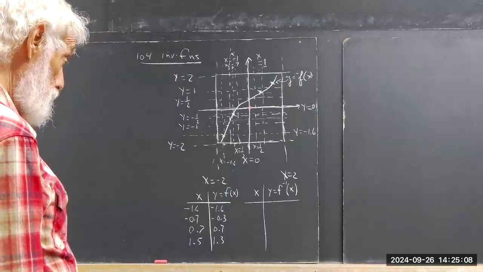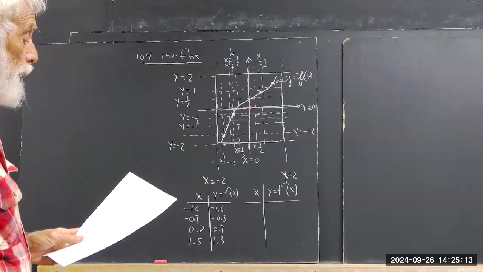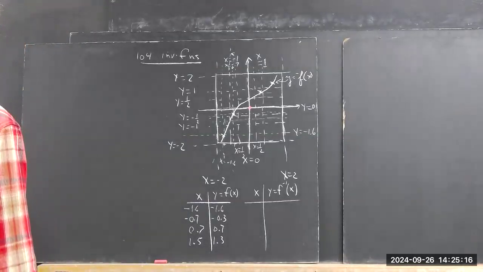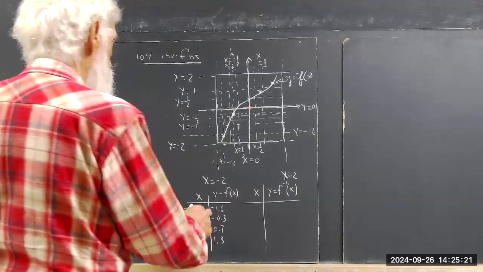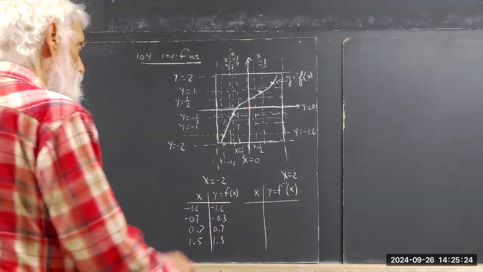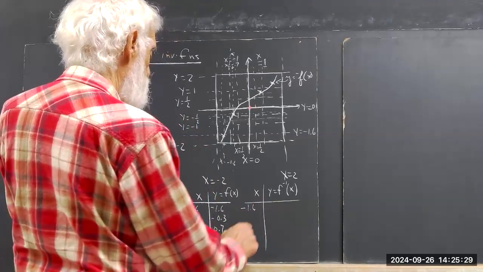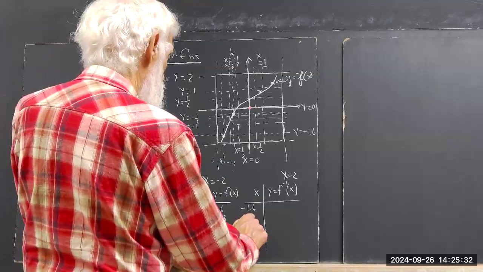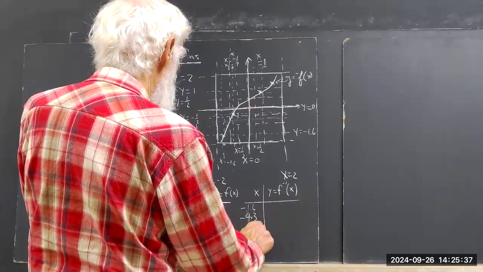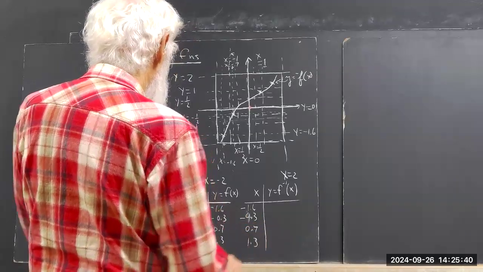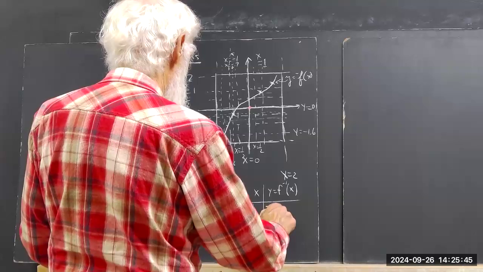Then you're asked to make a table for the function f inverse of x. The easiest way to make a table for f inverse is to switch the x and y columns. So the y column is -1.6, -0.3, 0.7, 1.3. I'm just going to copy those numbers down as the x column, and then copy the numbers from the x column down as the y column.